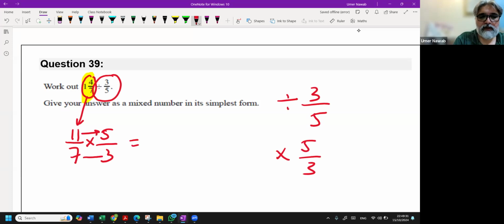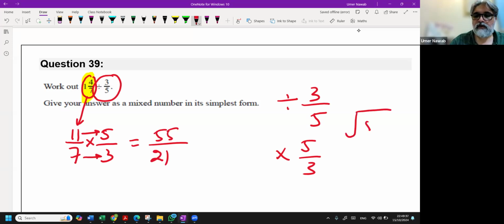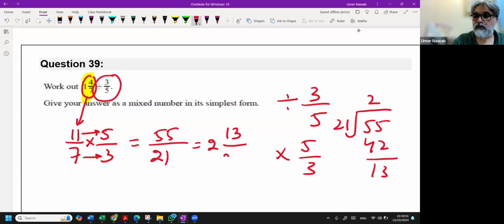Now multiply. 11 times 5 is 55, and 7 times 3 is 21. Long division, 55 inside, 21 outside. What I'm going to get, 21 times 2 is 42, and after subtraction, I'll get 13. So 13 is my remainder, 2 is my quotient, and 21 is my divisor.